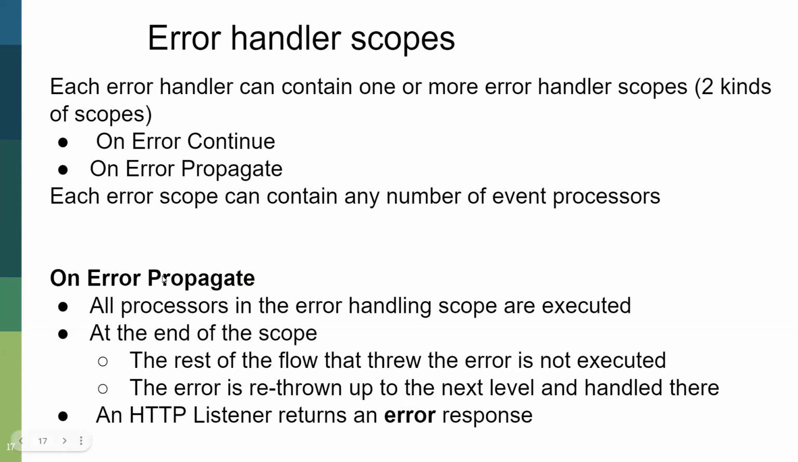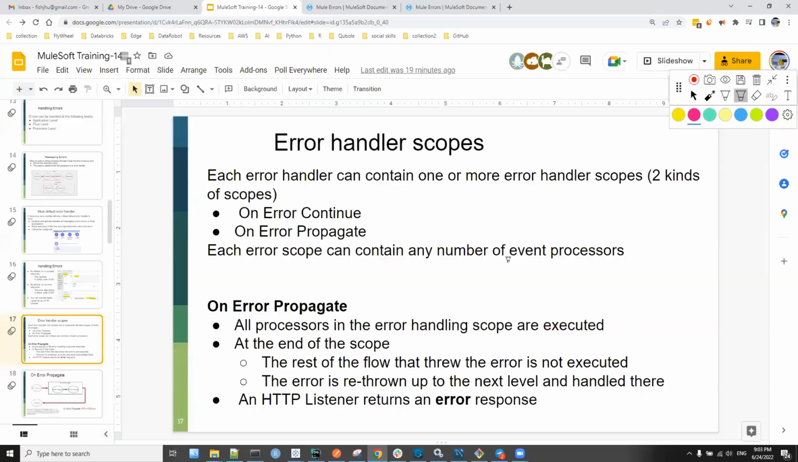But as you can see here, on error propagate, an error happens somewhere, and it propagates the error. So all processors in the error handling scope are executed. Once the error happens, the error propagates to the error handling scope. This is the error handling scope, and all of them get executed. At the end of the scope, the rest of the flow that served the error is not executed, and the error is rethrown up to the next level and handled there.